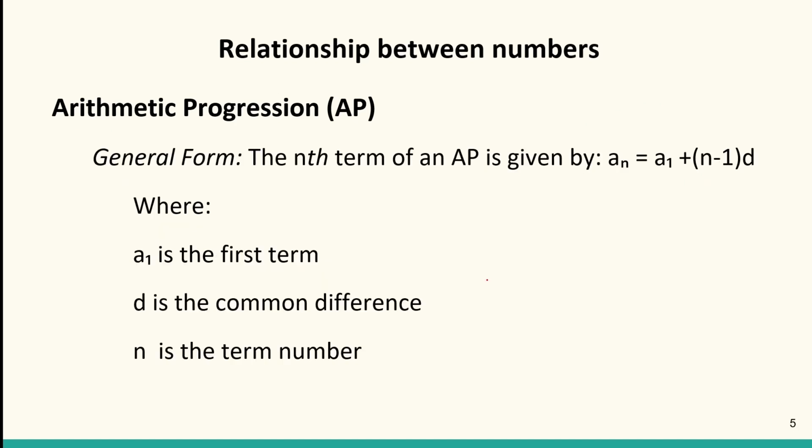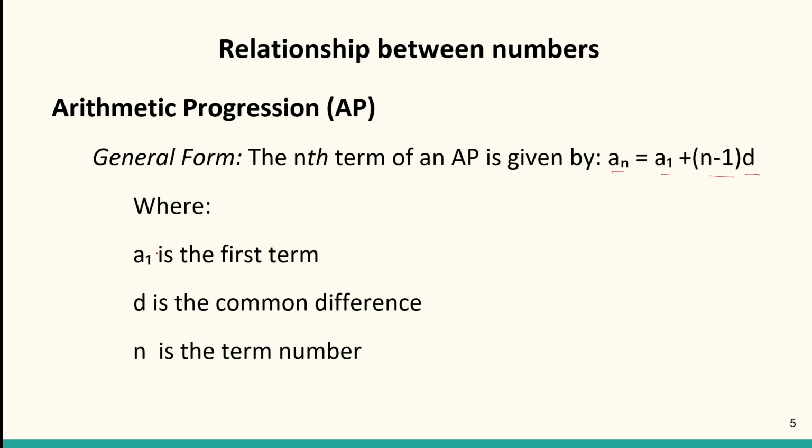Let's see the general form of an arithmetic progression, which is given by an is equal to a1 plus n minus 1 into d. Let's see what an is, what a1 is, what n minus 1 is, and what d is, because without properly defining these terms, this is nothing but just a formula. It doesn't mean anything if we don't define each term explicitly.